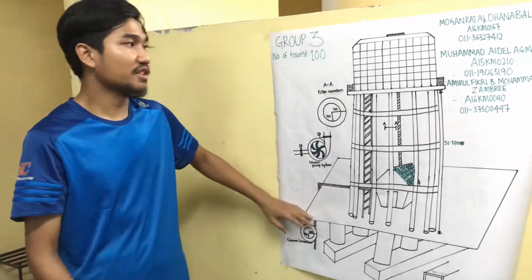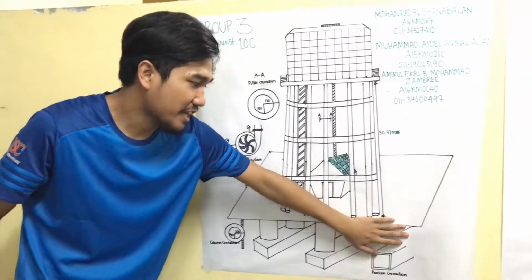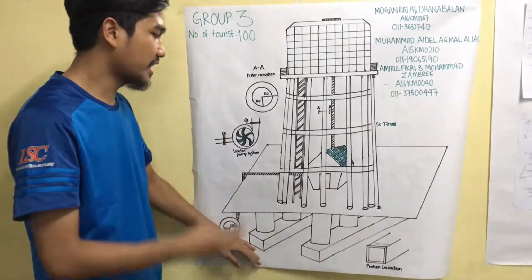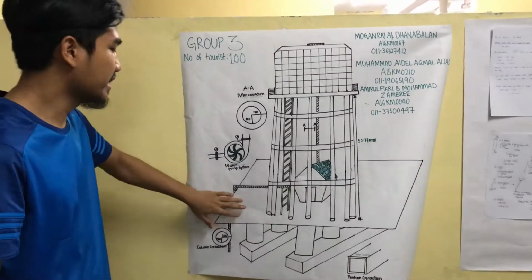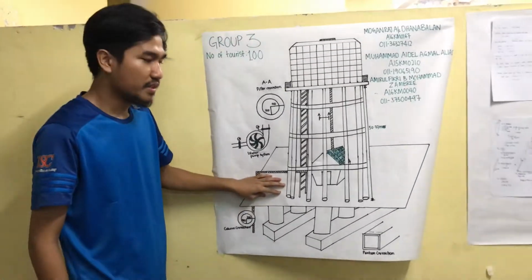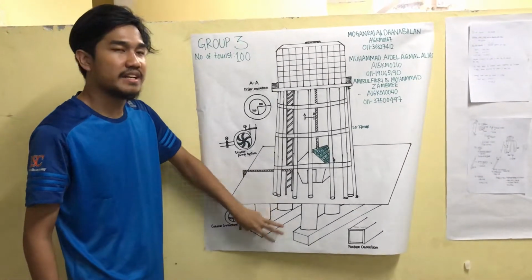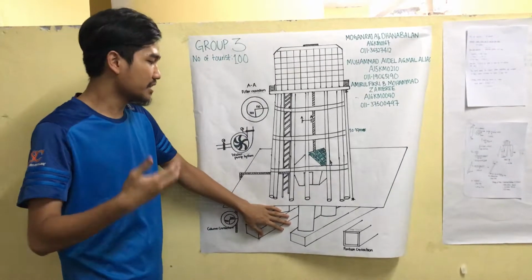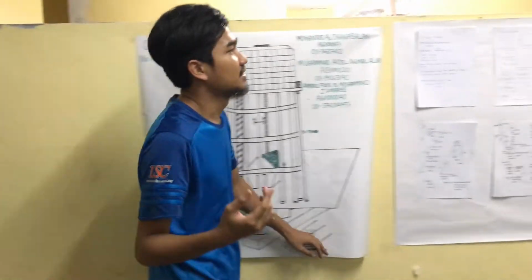Okay, now we will focus on the bottom structure of the floating water tank. As you can see, the bottom part of the storage has 3 types of components. The first one is the platform, the second is the column, and the third is the pontoon. Okay, now I will explain these 3 analyses.